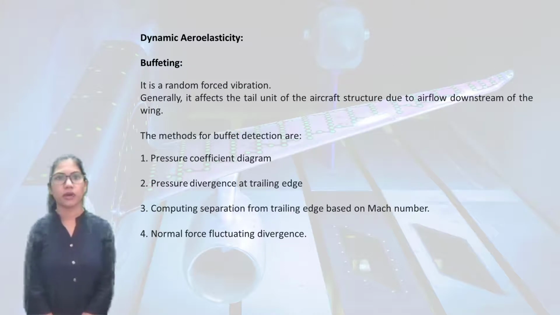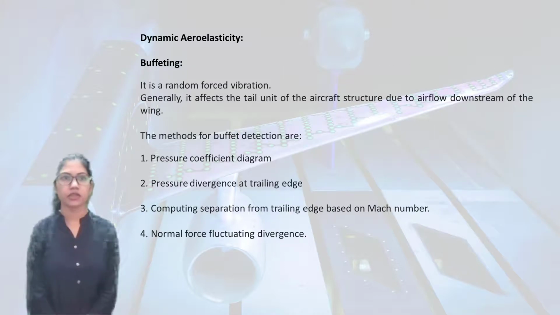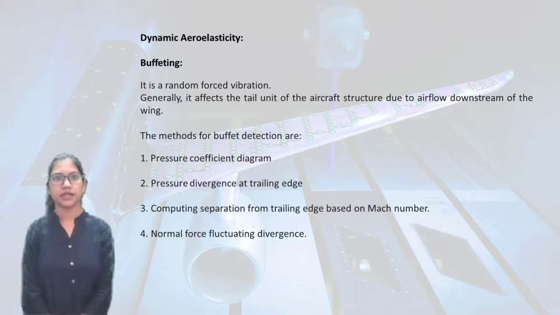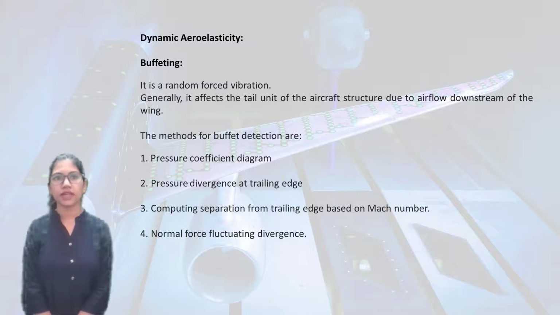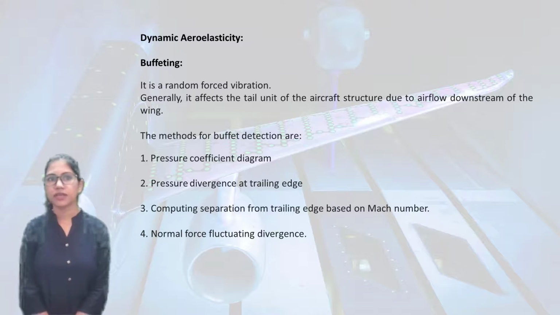Next, we are going to talk about dynamic aeroelasticity. Dynamic aeroelasticity studies the interaction among aerodynamic, elastic, and inertial forces. It generally causes a vibration that can damage the mechanical integrity of the components unless well damped. Fluttering and buffeting are the dynamic aeroelastic phenomena. First, I will explain buffeting. Buffeting is a random forced vibration. Generally, it affects the tail unit of the aircraft structure due to the airflow downstream of the wing.